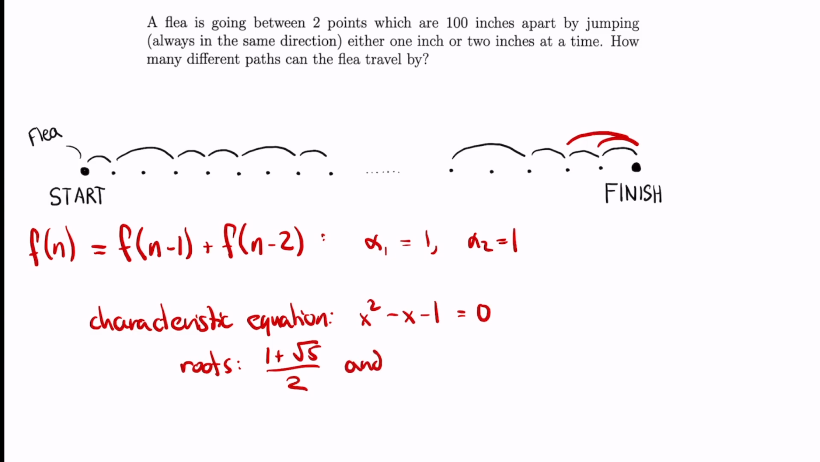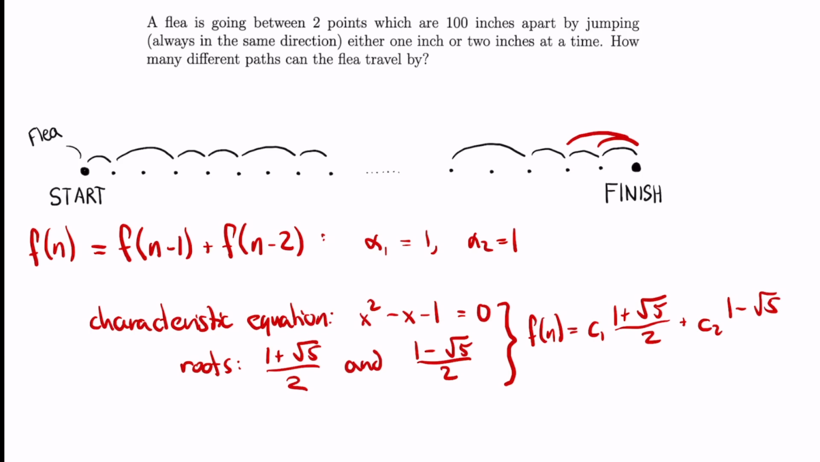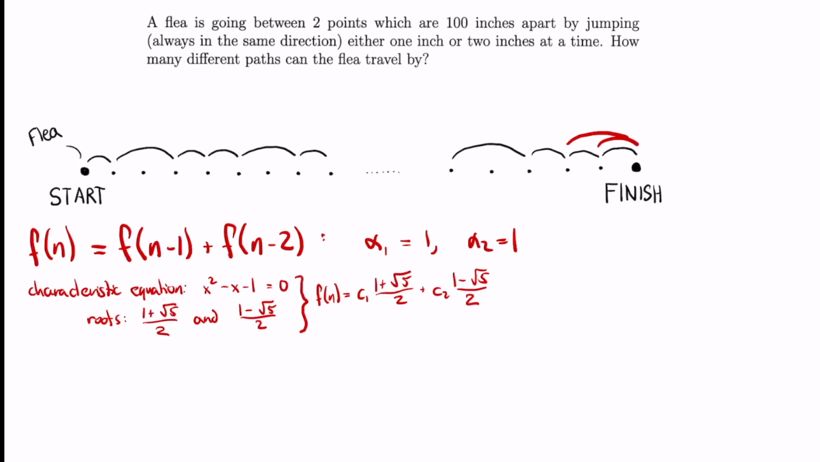and 1 minus the square root of 5 over 2, which means that the solution to our recurrence relation is of the form f of n is equal to c1 times 1 plus the square root of 5 over 2 to the n plus c2 times 1 minus the square root of 5 over 2 to the n for constants c1 and c2. Let us call our two roots r1 and r2.